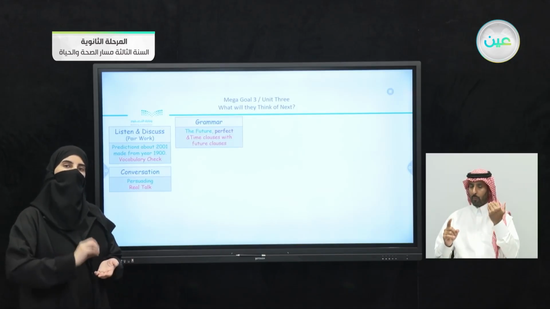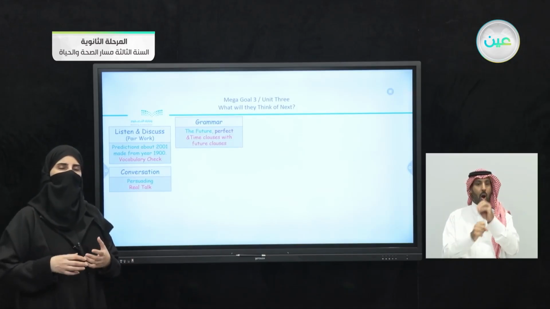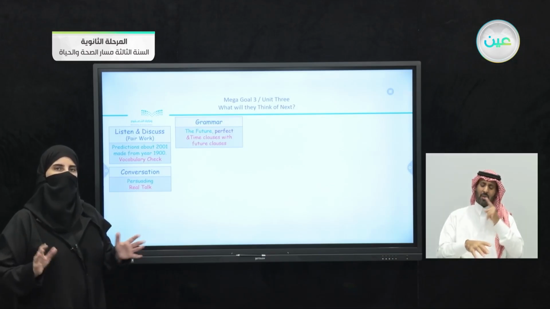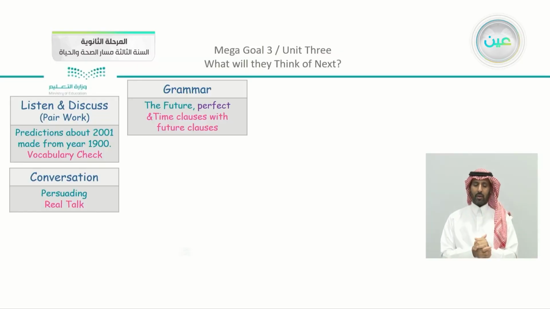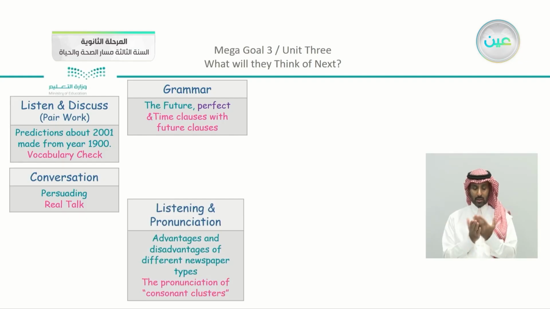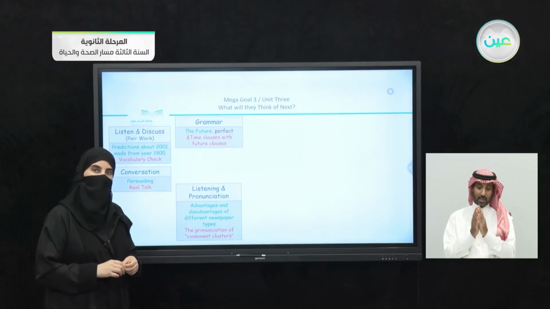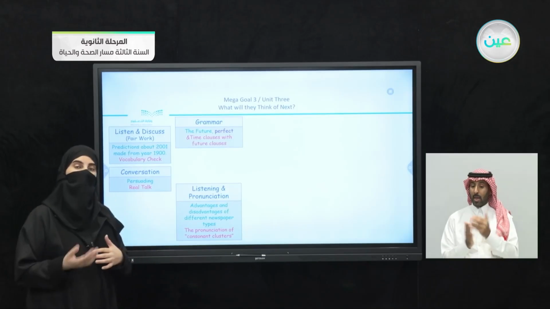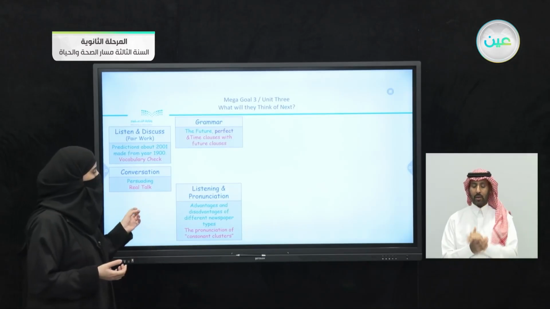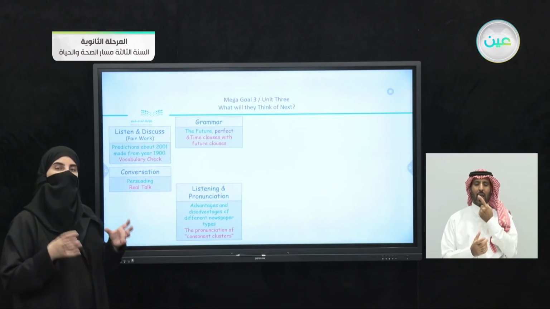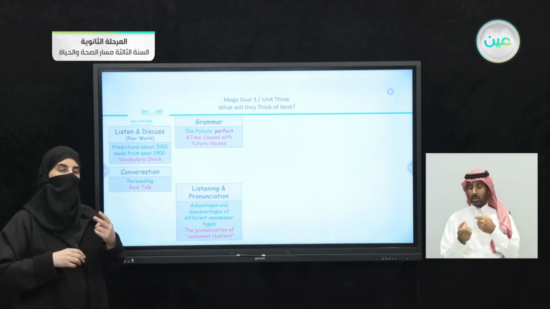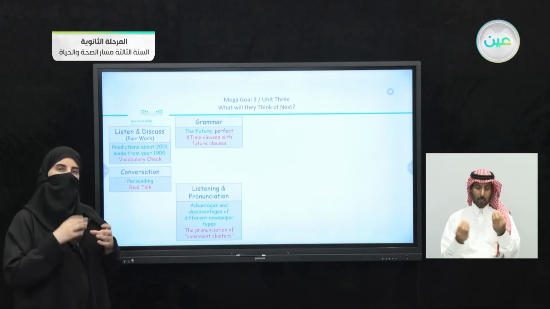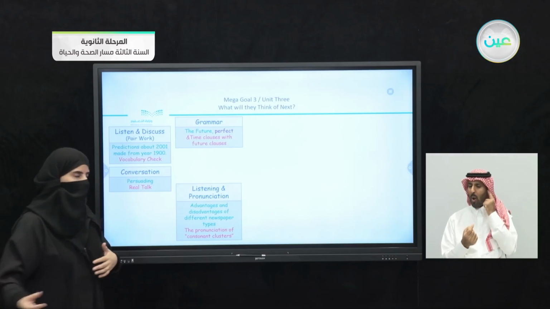And this supports the idea that I just told you about, that people sometimes like things to be as they are. We had the listening lesson and also the pronunciation. Now, in the listening, we listened to the advantages and disadvantages of different newspaper types. And we had the application of the pronunciation here, which was about consonant clusters and how to join these consonants. They may be 2 letters or even 3 letters together to form one sound.